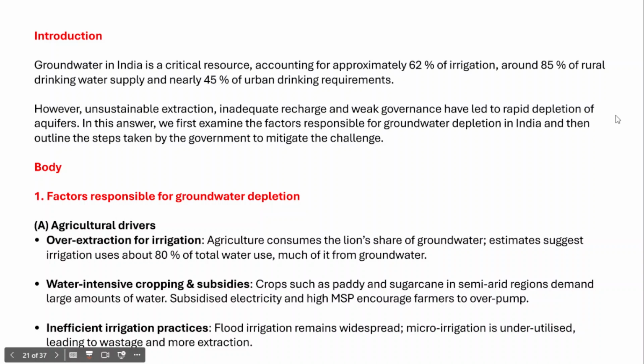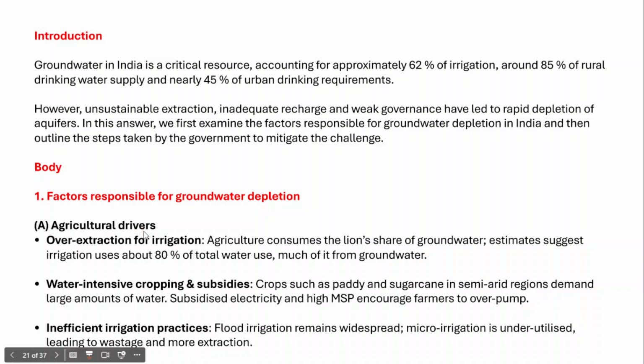So in this answer, firstly we need to mention the factors which are responsible for the depletion of the groundwater resources, and what are the steps taken by the government as mitigation measures to recharge aquifers or to prevent faster depletion of the groundwater resources. Now first look into the factors responsible for groundwater depletion. Firstly, we'll look into the agricultural drivers which are responsible for the depletion of groundwater.